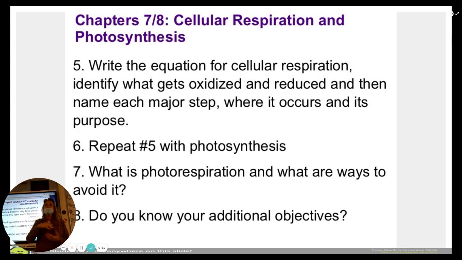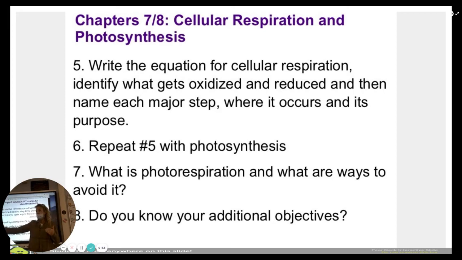Okay, so make sure. If you're doing cellular respiration, what do we start with in cellular respiration? Glucose. And what else do we ultimately need when we do cellular respiration? Oxygen, right? And the glucose is going to get oxidized into what? What does the glucose become?